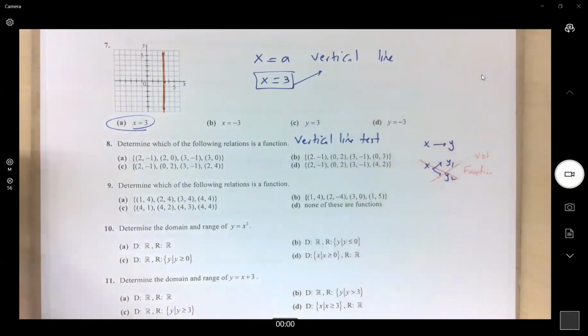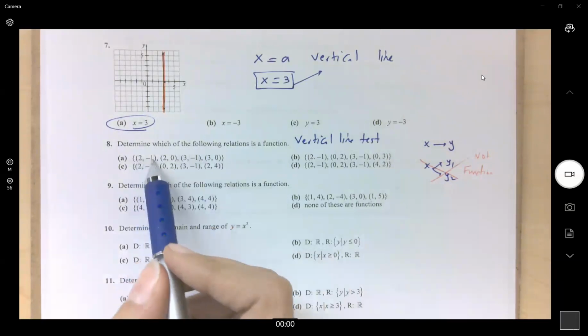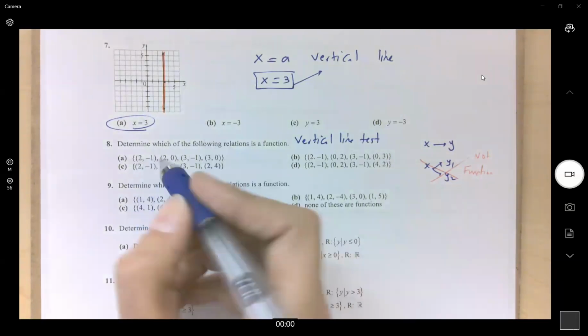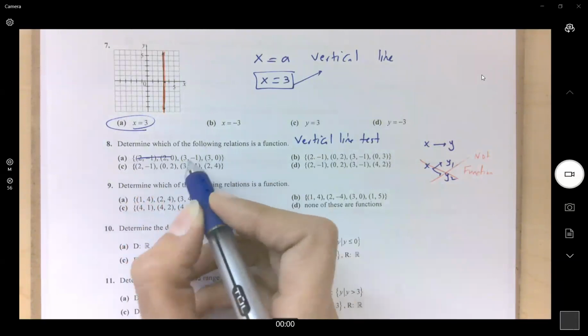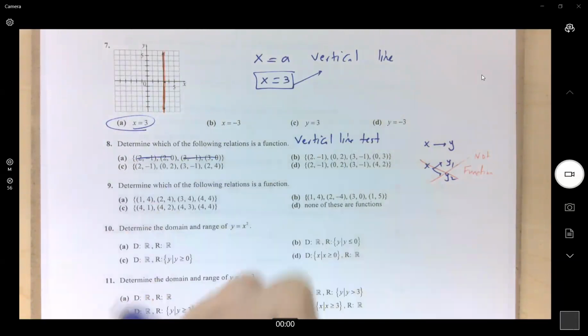Okay, let's find those. 2 and -1, 2 and 0. Well, here we have the red flag. Also, you can check to see 3 and -1, 3 and 0, another red flag. So this guy is not a function.